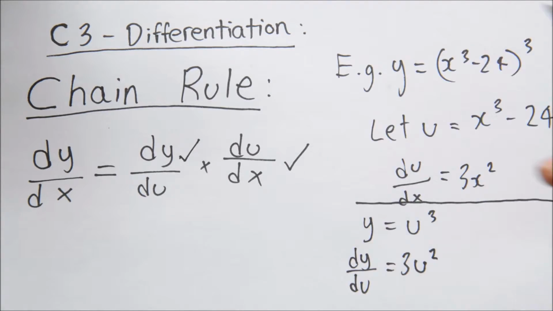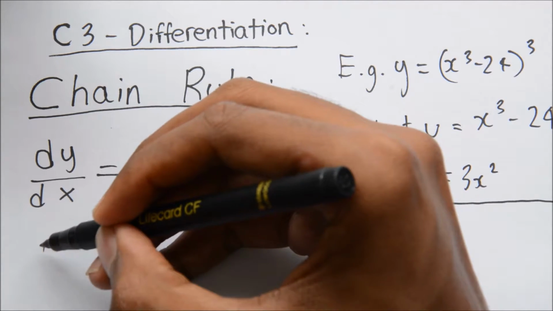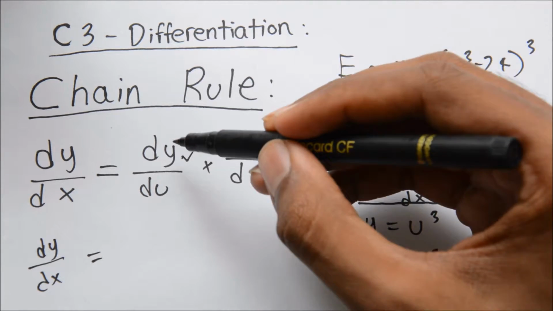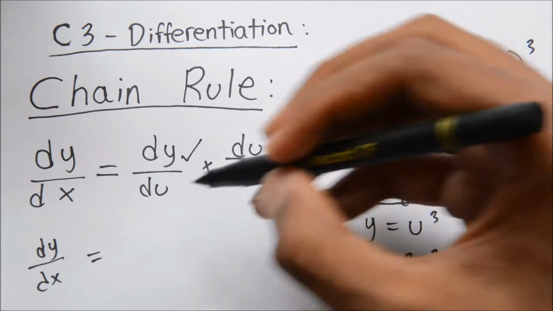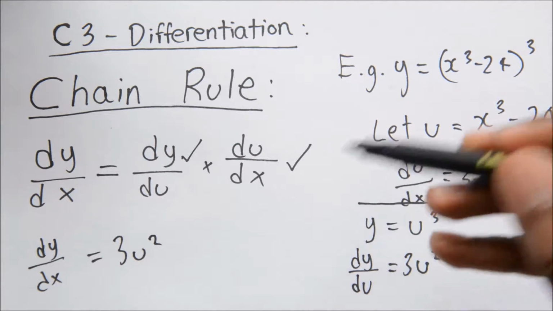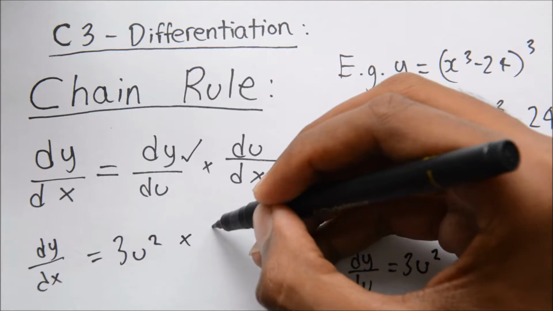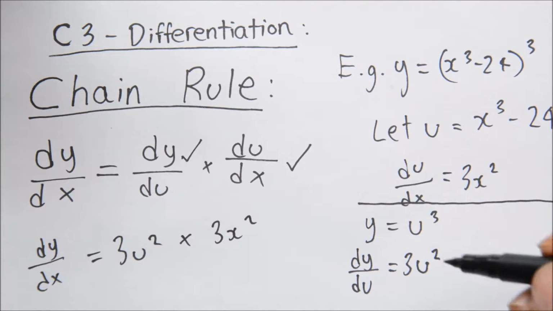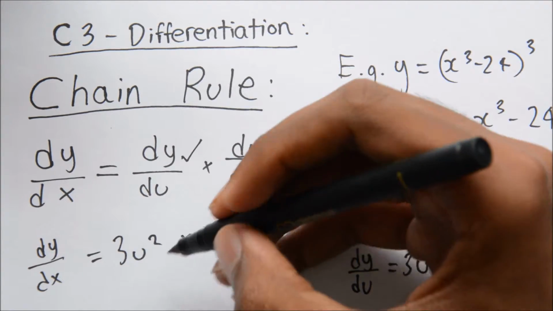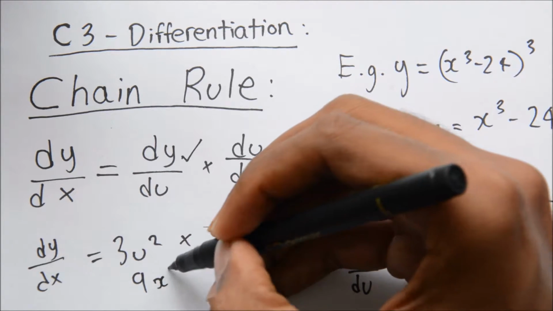Now we have both terms, we can work out dy over dx. So dy over dx would equal our dy over du, which is 3u squared, multiplied by our du over dx, which is 3x squared. Let's simplify this first. 3 times 3 is 9, so we have a 9, then we have the x squared, and the u squared.